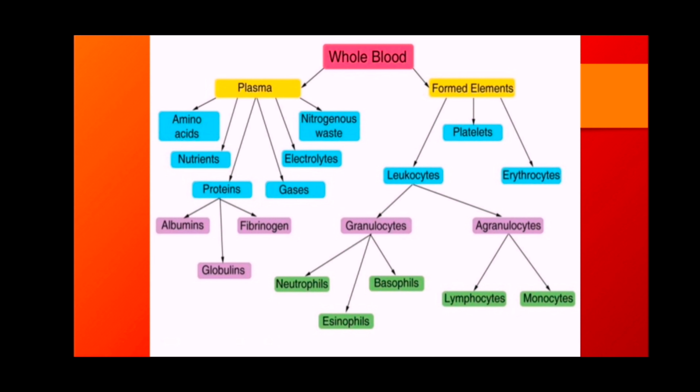Leukocyte is divided into two. We have granulocytes, which ends with phils, and agranulocytes, which ends in the word cyte. So neutrophils, basophils, eosinophils, it is granulocytes. It has granules inside. And agranulocyte without the granules is lymphocytes and monocytes.